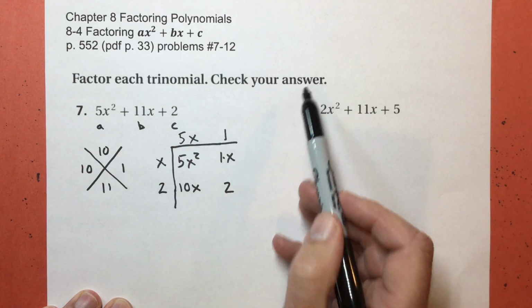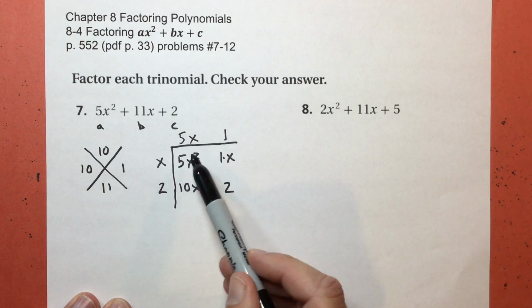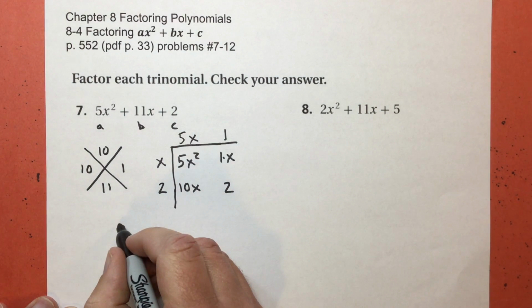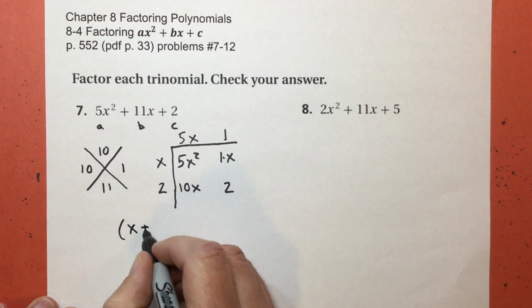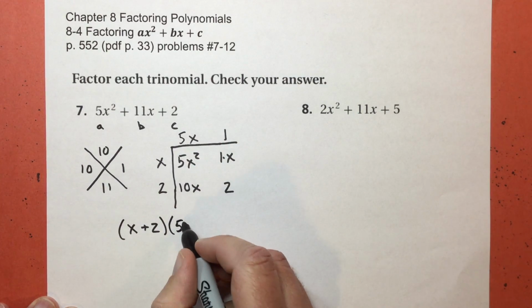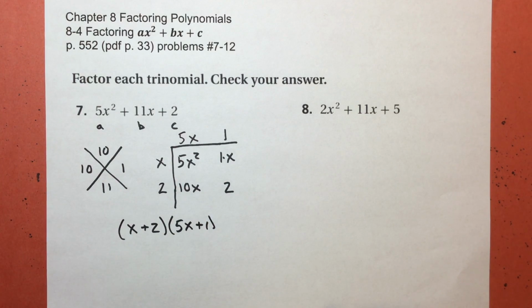Where it says check your answer, that's embedded inside this, because after I factor it, I remultiply to see if I got it right. So my factored form is going to be x plus 2, that's this part, multiplied by 5x plus 1. That's the part that goes across the top. So you remember when we did this in chapter 7 and we multiplied? We're just doing that same skill backwards. That's all that it is.